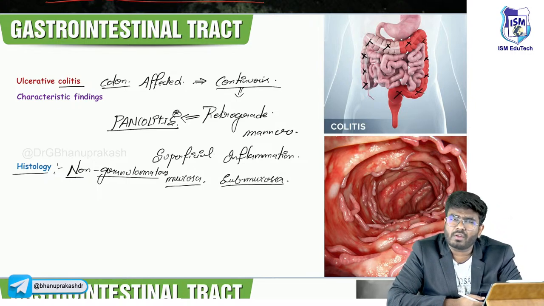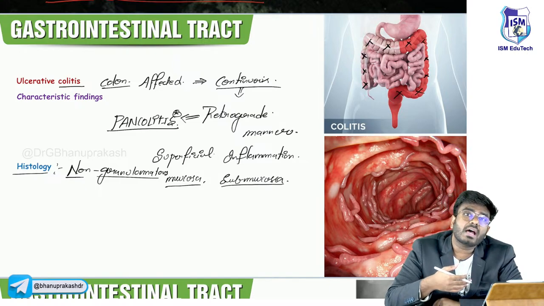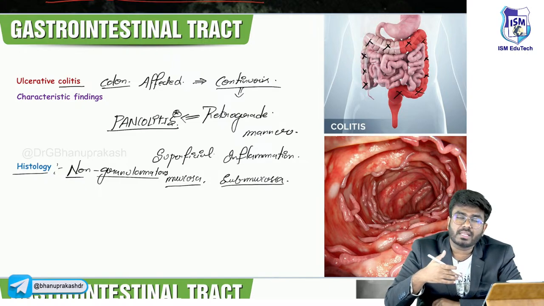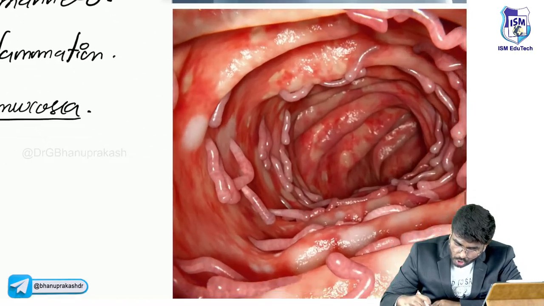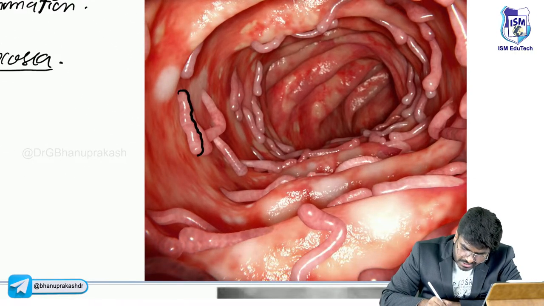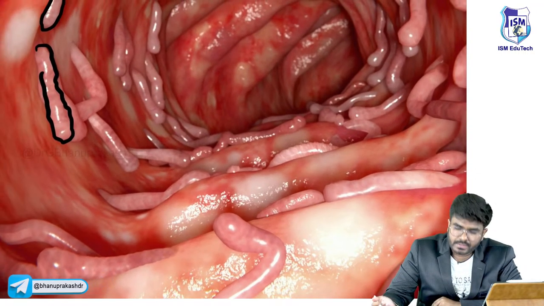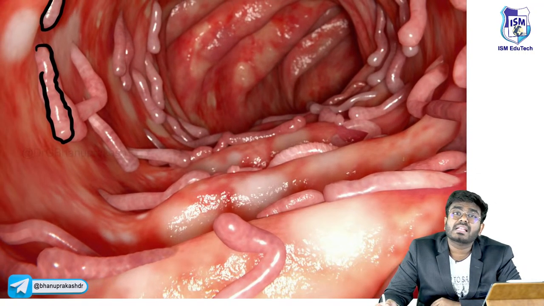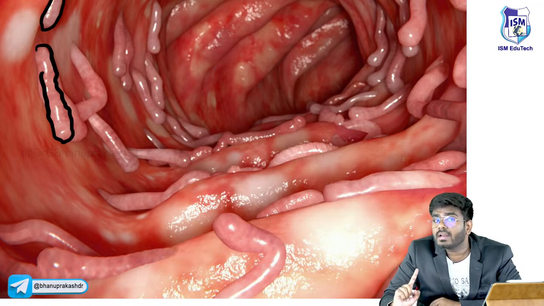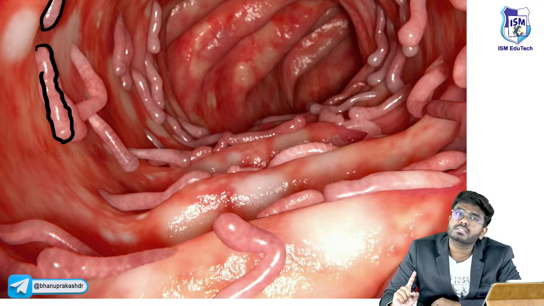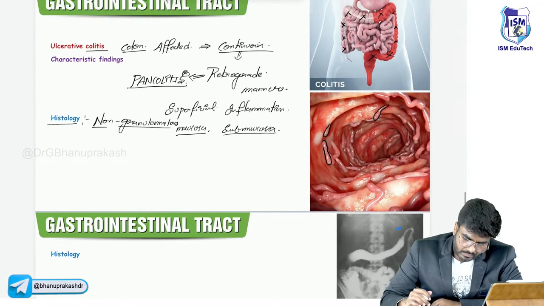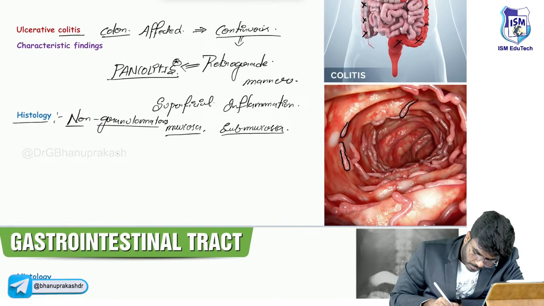Is the mucosa going to be affected? Yes, the mucosa is affected, and the submucosa. Because of this inflammation, the mucosa will overgrow and form these mucosal extensions. These are the pseudopolyps. These are nothing but the mucosa. Are you able to appreciate? These are the pseudopolyps that are seen. What is the gross morphological finding? The gross morphological finding is going to be cobblestone appearance. Here, what you can see is pseudopolyps.